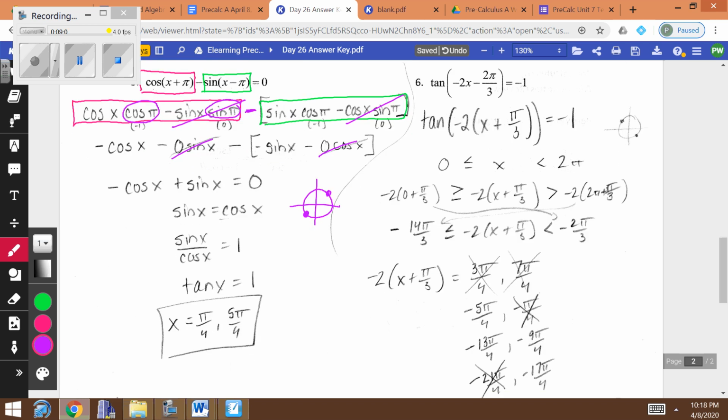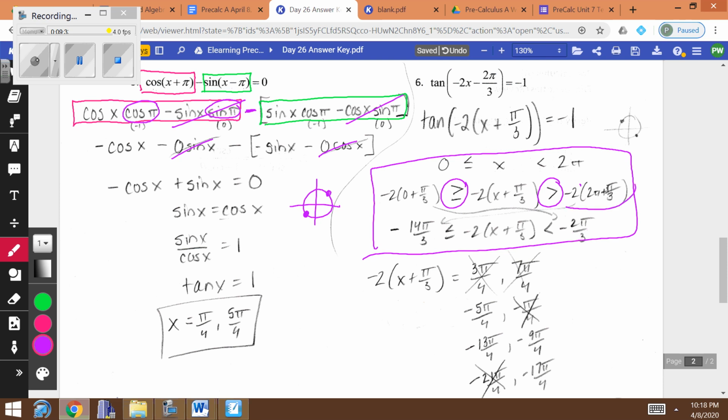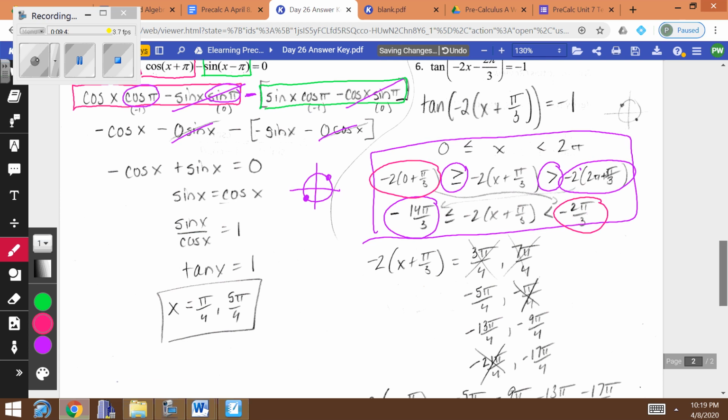All right, number 6. This is another one where we have to adjust our interval here. Notice in the inside part, I factored out a -2 to give us x plus pi over 3. Notice when we do our interval, first I added pi over 3 to 0 and 2 pi, but then we multiplied by -2. When you multiply by a negative, notice that those inequality symbols flipped. That's really important because now we have the opposite. So when I rewrote it, I wrote it from smallest to biggest. So this part corresponds to that -14 pi over 3, and then this part corresponds to the -2 pi over 3. I just like to list it from smallest to biggest.